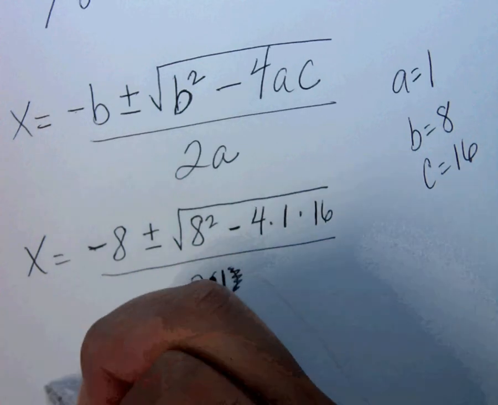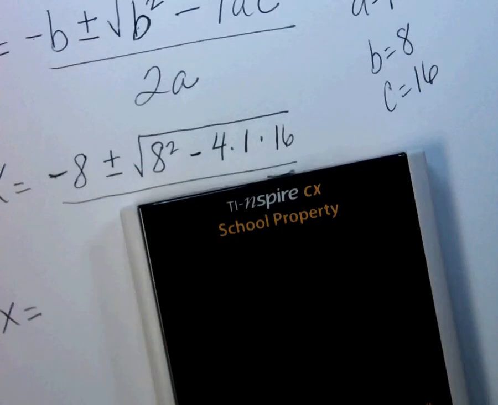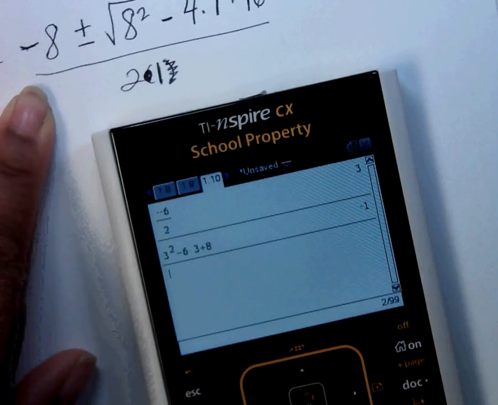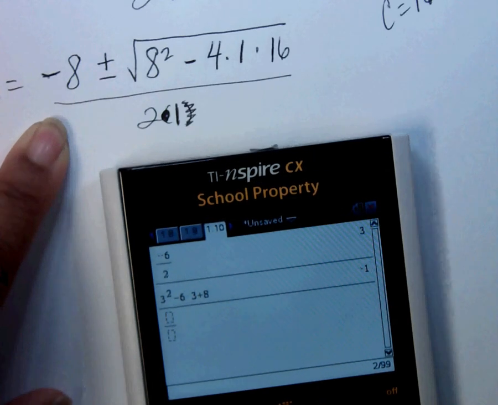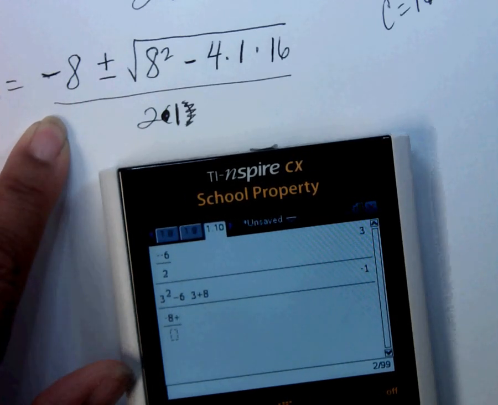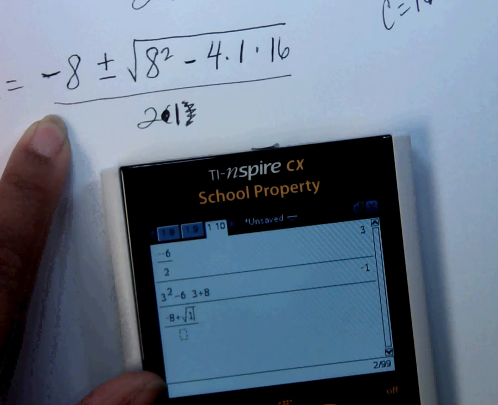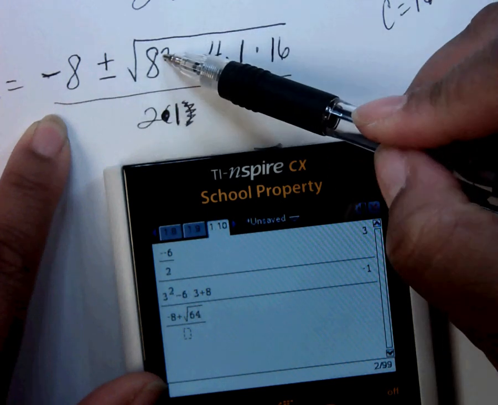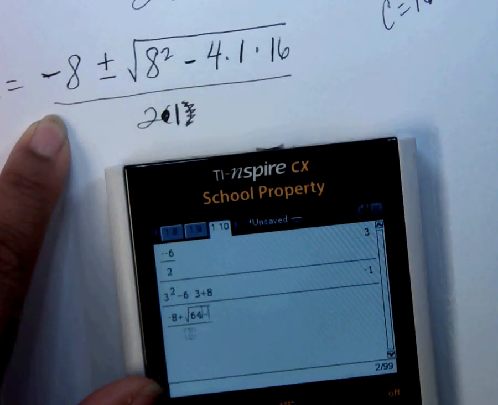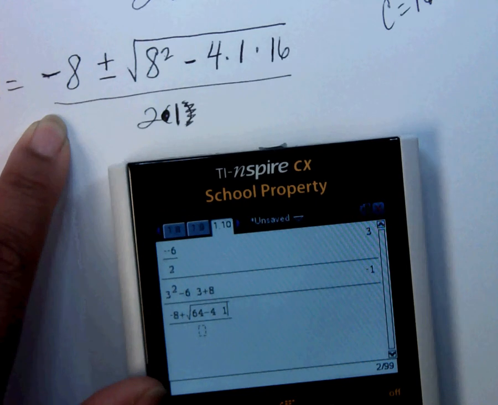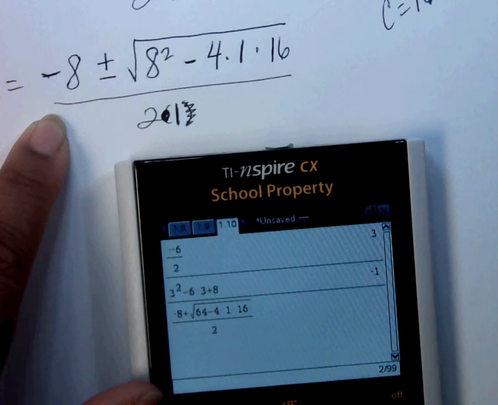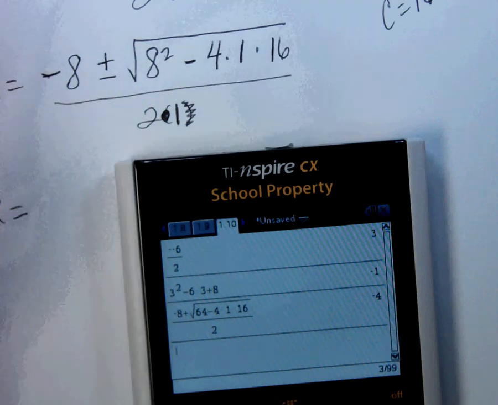Okay, so you can use the calculator from here. And we're going to do control divide, negative 8 plus square root. 8 squared is 64, because it's not 8 times 2. It's 8 times 8, minus 4 times 1 times 16, all over 2. And we get negative 4, which is what we got earlier, right?